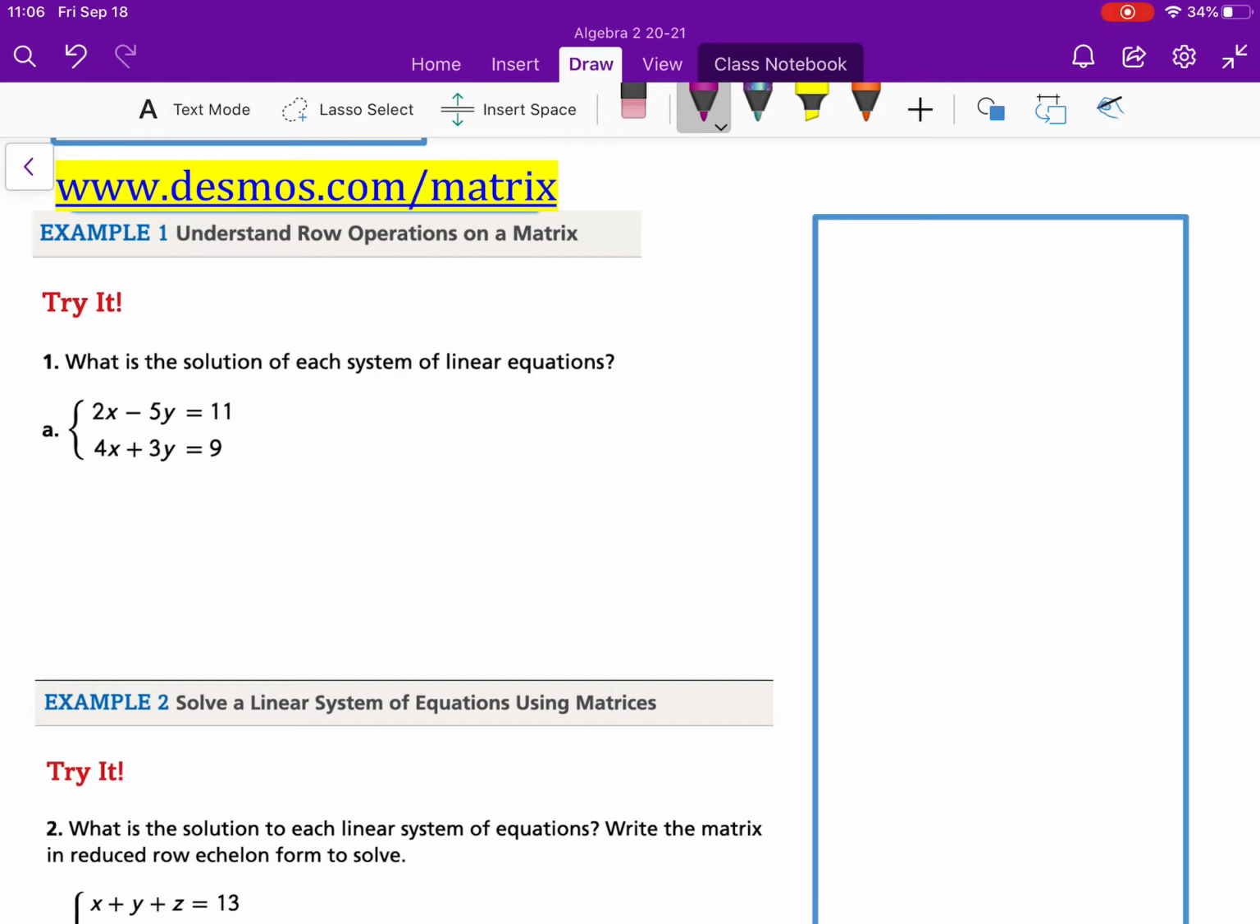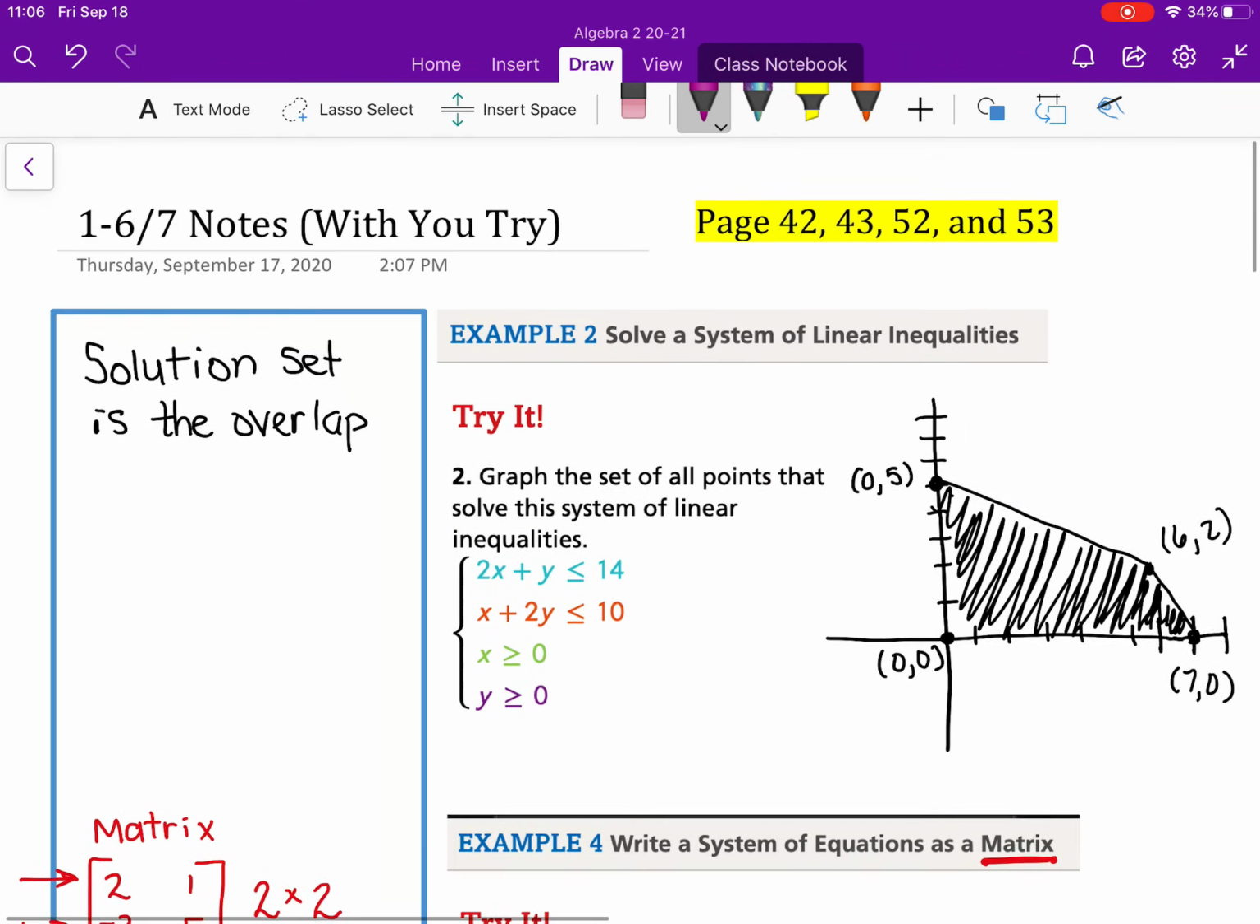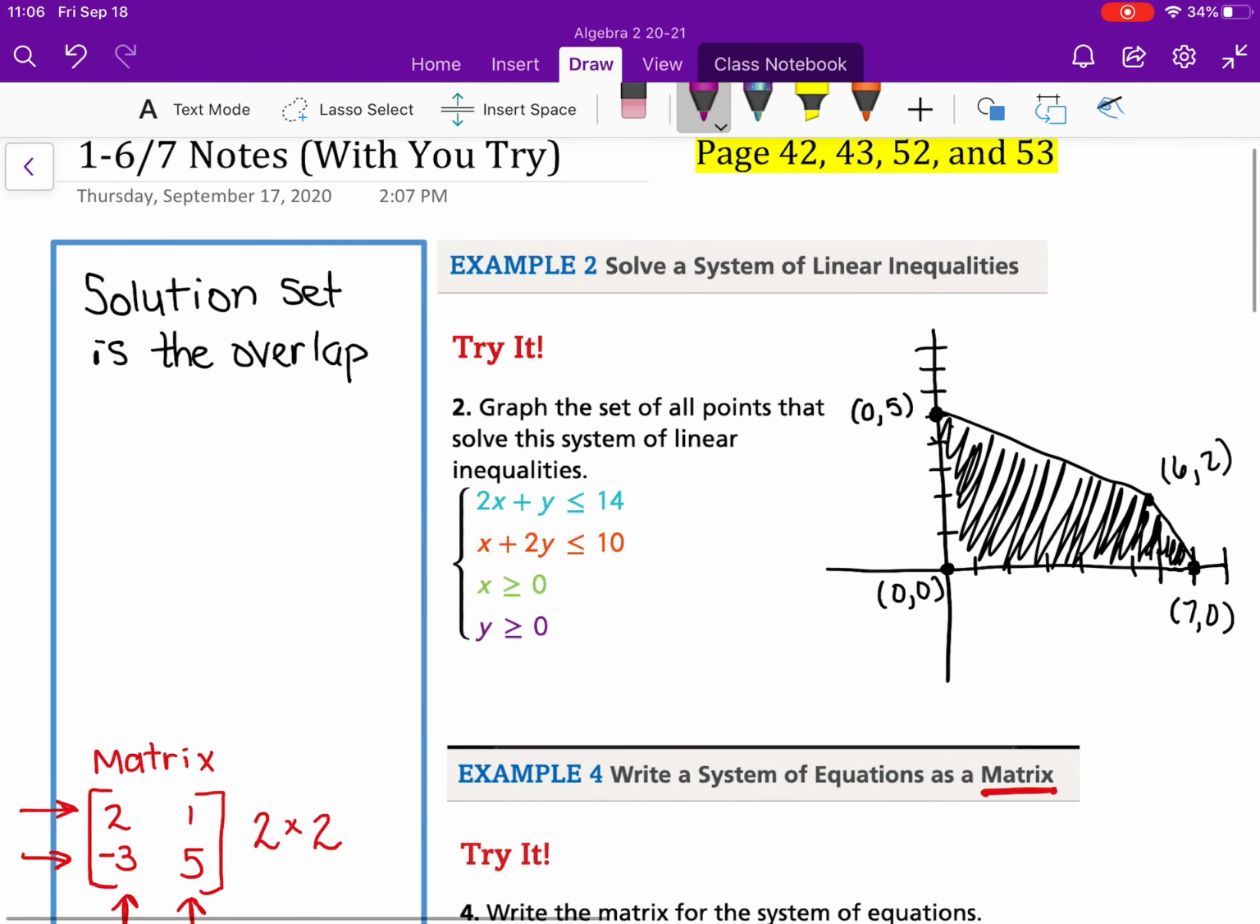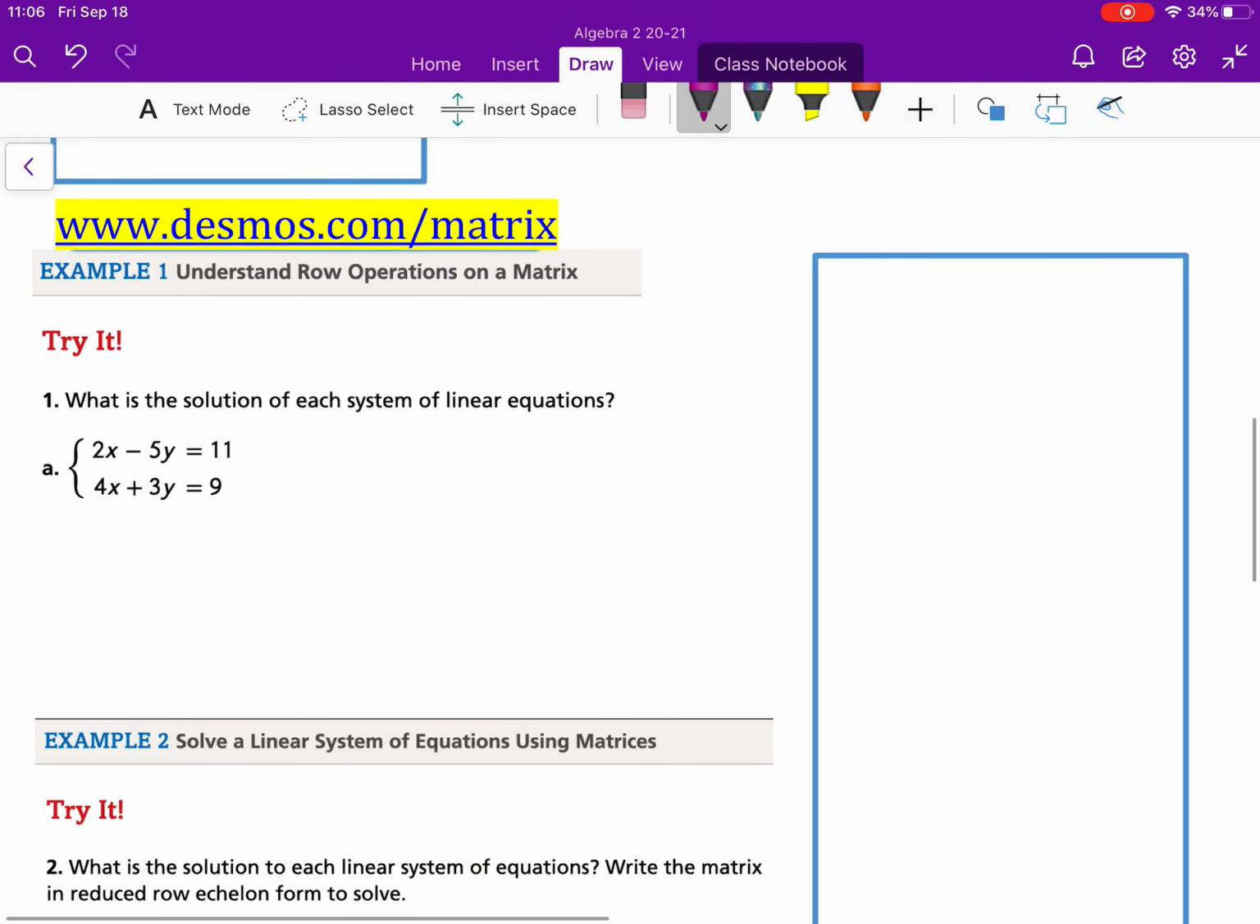So we have now switched over to 1-7 where we're actually using a calculator to find answers instead of doing it the hard way like we did in Algebra 1. So, let's see, what page is this in your workbook? I put it at the top. So we have flipped over to page 52 in your workbook if you are following along.